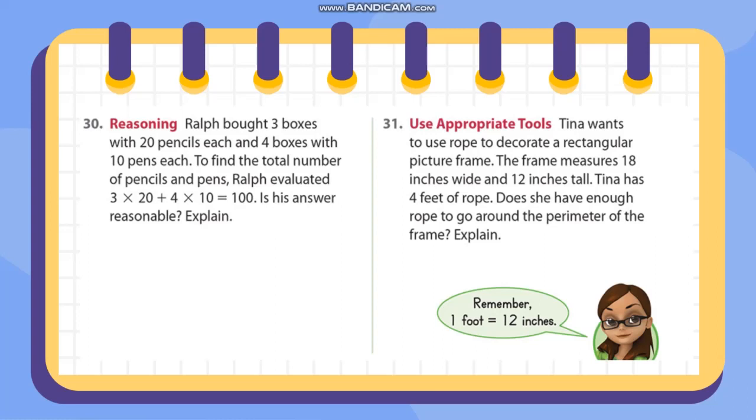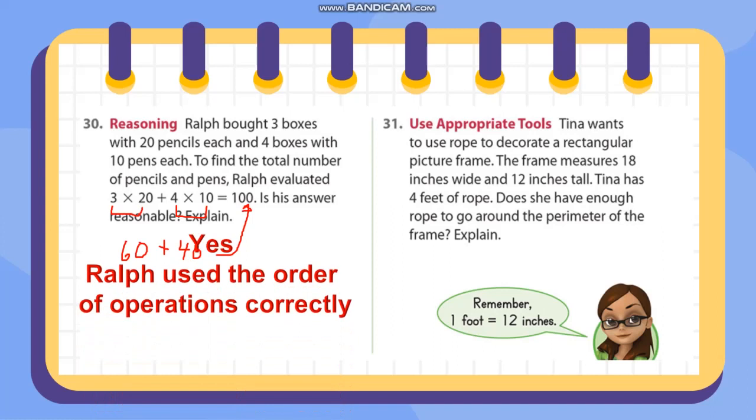Let's explain. So let's evaluate 3 multiplied by 20 plus 4 multiplied by 10. Based on the rule, we need to multiply first. So we have 2 multiplications, so from left to right. 3 multiplied by 20, that is equivalent to 60. Then plus 4 multiplied by 10, that is equivalent to 40. And 60 plus 40 is equivalent to 100. That's why the answer is yes. Ralph used the order of operations correctly.